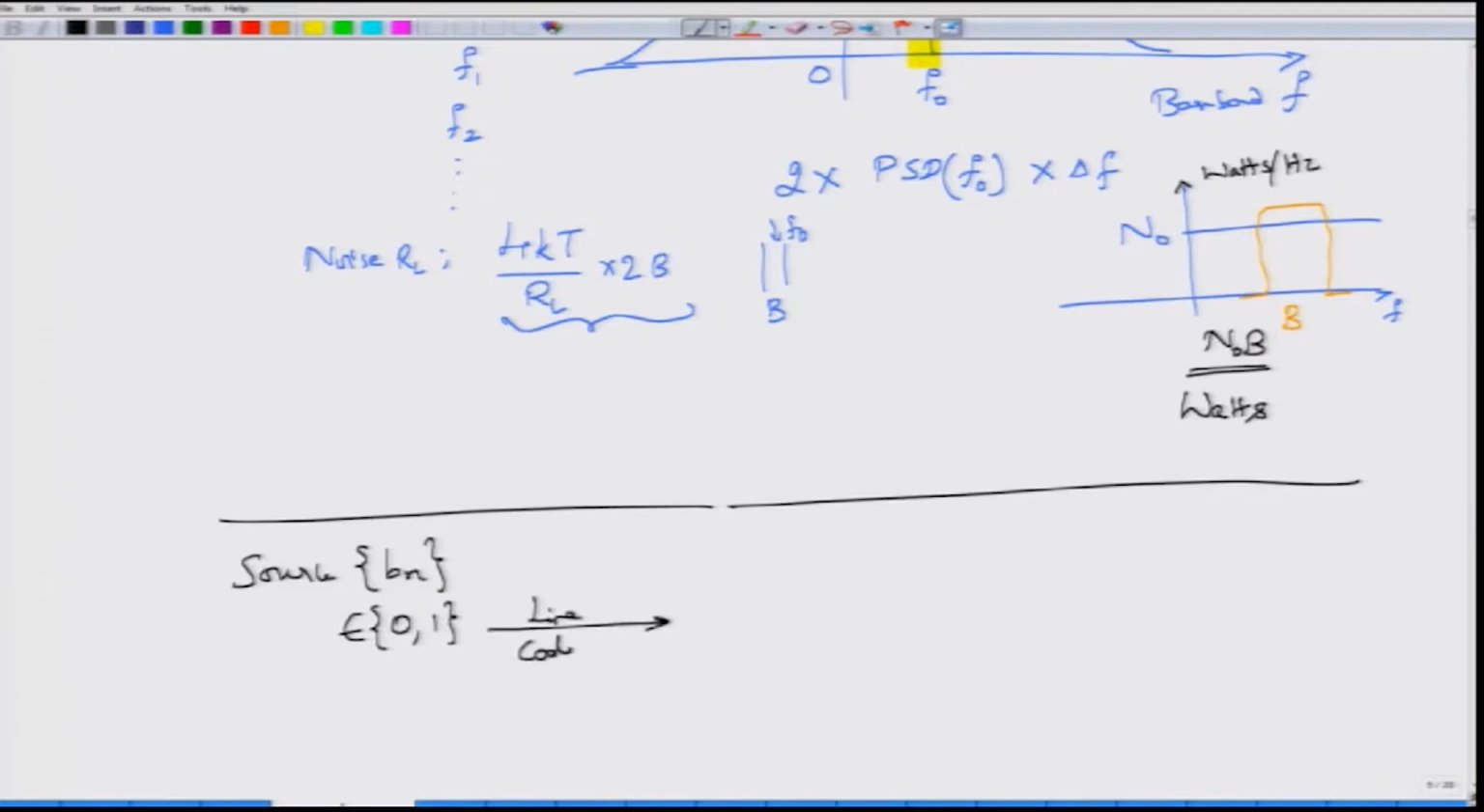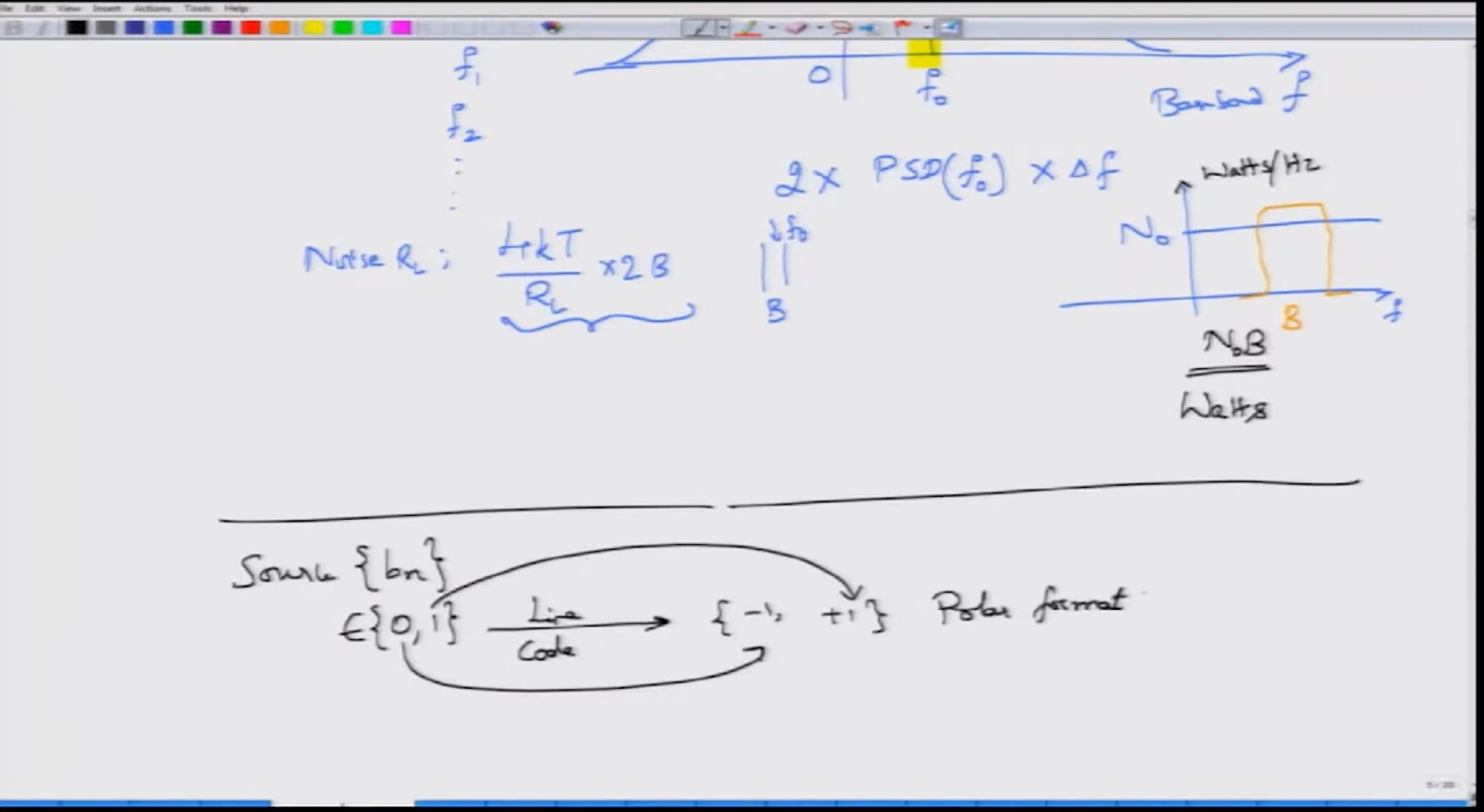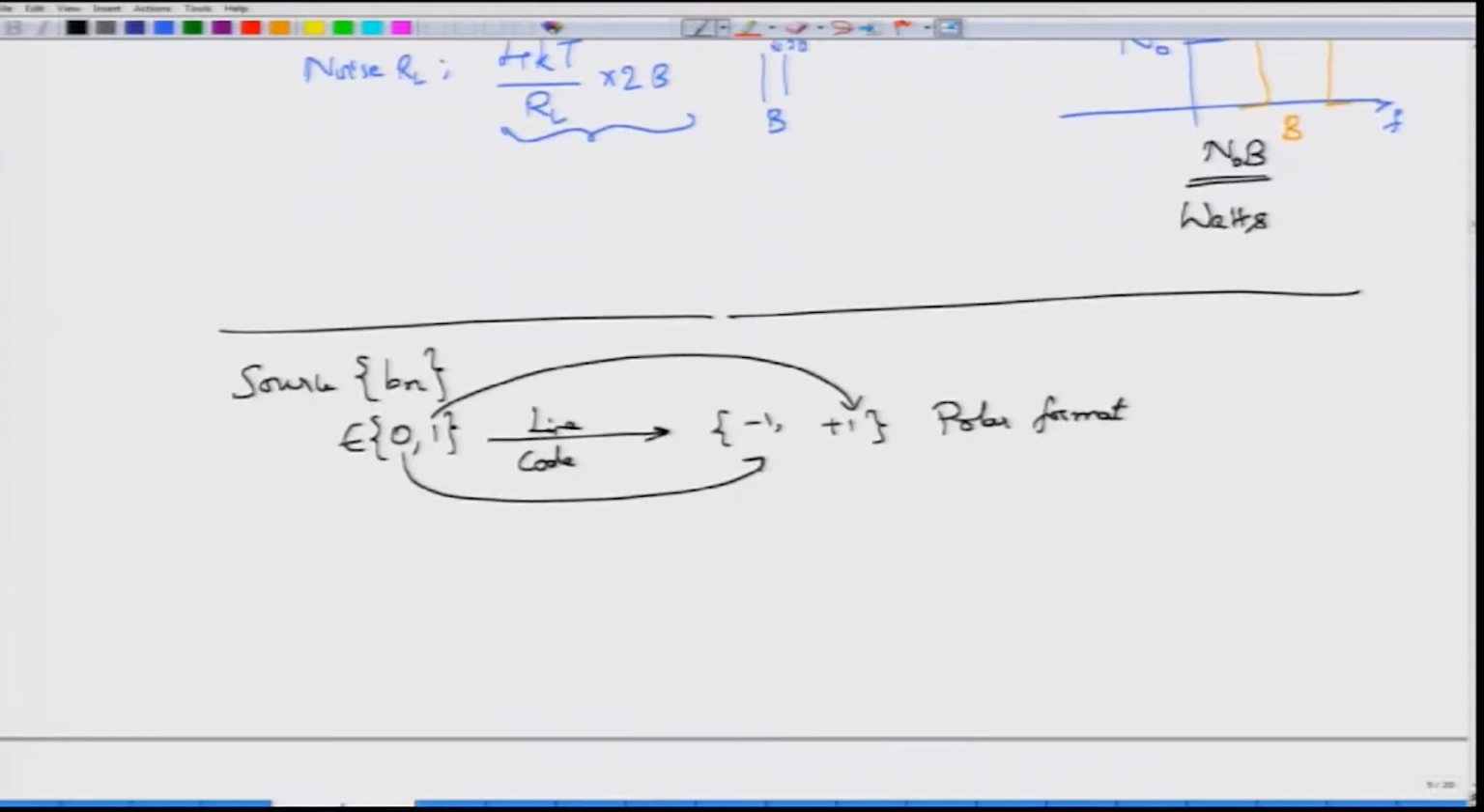What does the line coding do? Bit 0 will be represented by -1, bit 1 will be represented by +1. What format is this? This is the polar format, correct. So, in the polar format we replace the symbols by numerical values, and this is the mapping that we are going to do. If we are looking at unipolar format, a 0 will be represented by number 0 and a 1 will be represented by number 1. So, this is your unipolar format.